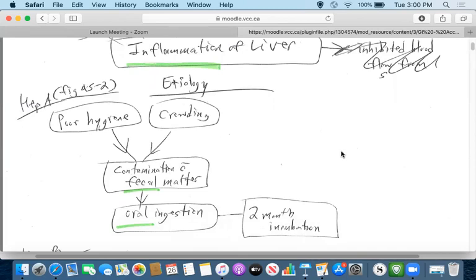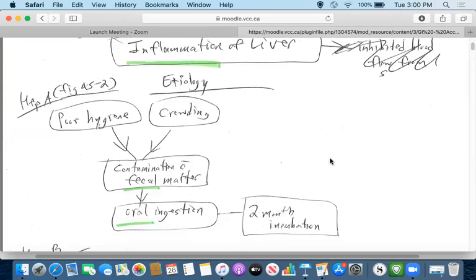Luckily, we have our Hep A and B vaccines that we take, and we've hopefully had them by this time in our life. We don't have to worry about Hep A if we've had the vaccine already.